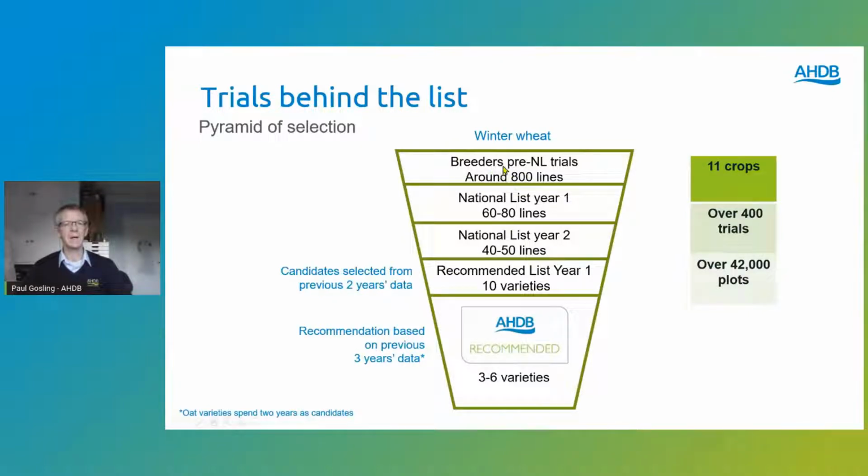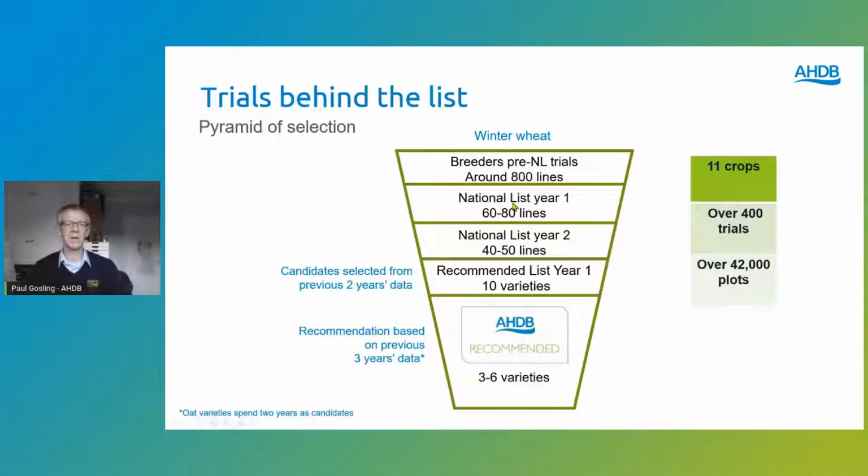They then select the best of those lines to potentially become new varieties, and they enter them into national list year one trials. In order for a variety to be sold and marketed as seed in the UK, it needs to be on a national list. And in order to get on the national list, you have to pass some tests to prove that you're a unique variety, and also that you can offer some benefit to the agricultural industry.